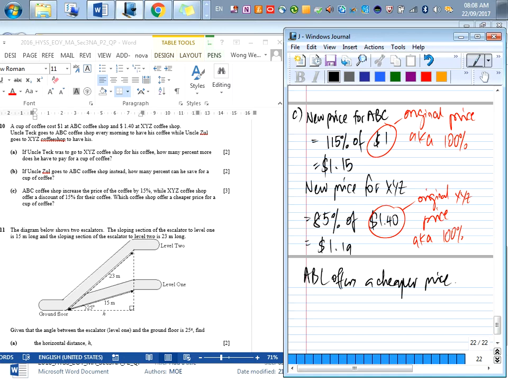Is this a real problem that you may see in reality? Yes, possible. Two different shops, one increased price, one decreased price. Although they both increase and decrease by 15%, the final answer is not the same. They didn't increase nor decrease by the same amount of money, because the original value we are comparing with is already different. Okay? Any questions?